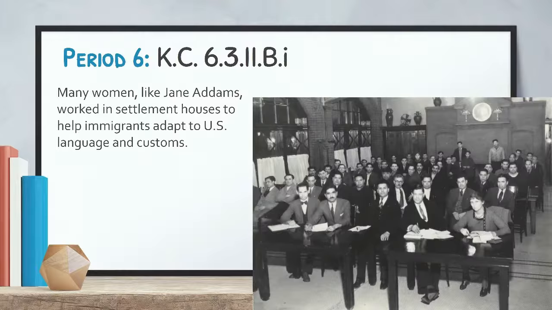Now we're in Period 6, or the late 1800s. The growing middle class saw educated women like Jane Addams working to help solve societal issues. She helped to found settlement or Hull Houses that helped immigrants adapt to U.S. language and customs. These Hull Houses became important resources for immigrants.